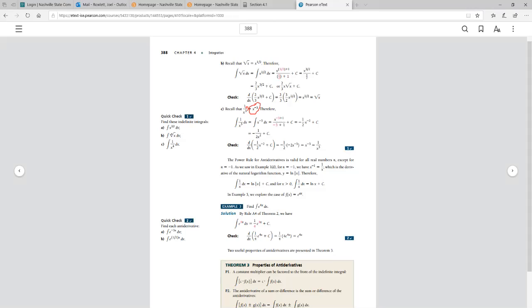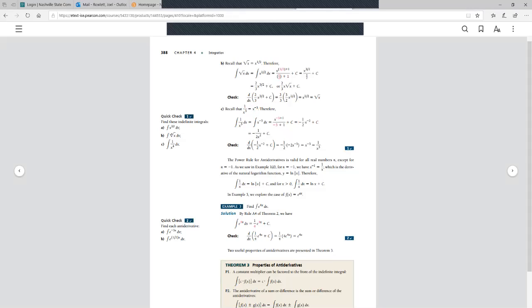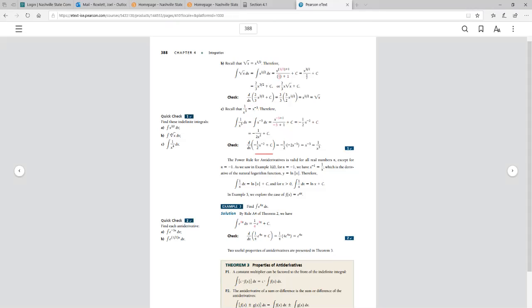And we'll just add 1 to -3, and then we will divide by that same amount. And of course, -3 plus 1 is -2. So we're just going to change the exponent to -2. And then we have to remember to divide by -2. That's why we have the minus sign out front. And of course, we have to add the plus c. Here, the author takes the derivative of the solution and actually generates the original function, x to the power of -3, which can be rewritten as 1 over x cubed.